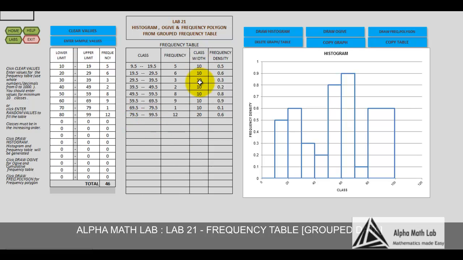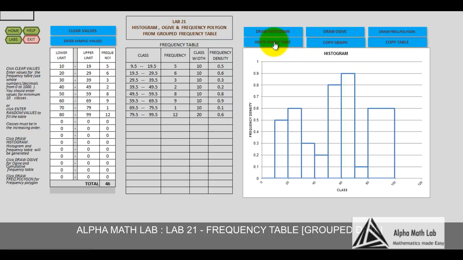Since the class widths are not equal, it calculates the frequency density, which means frequency divided by the class width. And all the frequency densities are written in the last column. And it plots class intervals on the x-axis and the corresponding frequency densities on the y-axis. And draw the histogram for the given data.